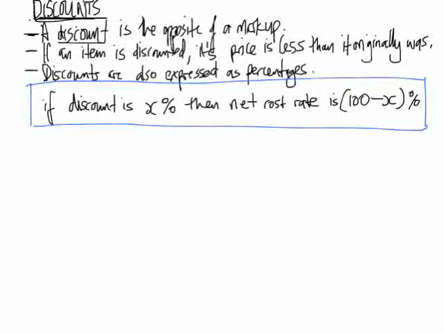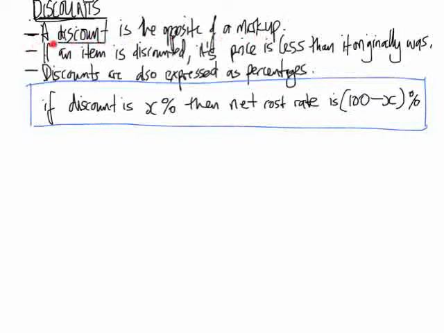Alright, the next idea we've got is discounts. Hopefully you already know what a discount is, but if you're not so sure, a discount is just the opposite of a markup. A markup is a profit that's put on top of the cost of an item for the hard work that someone's done.